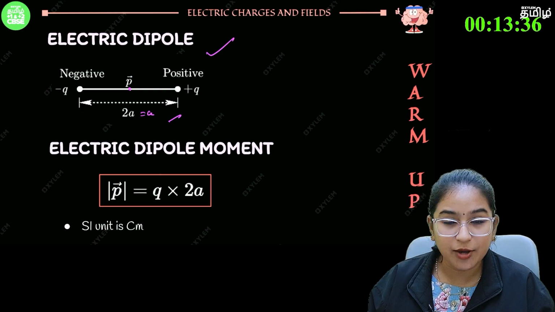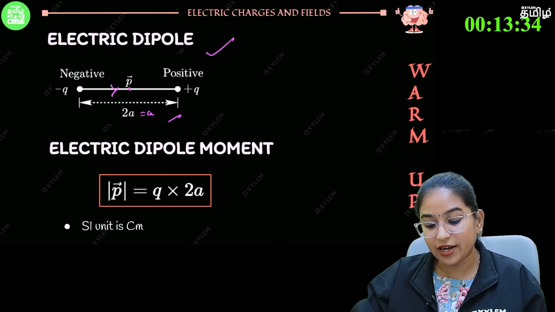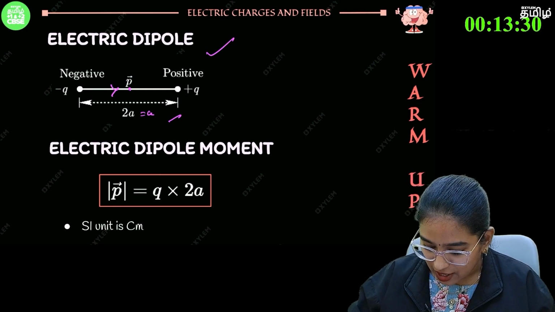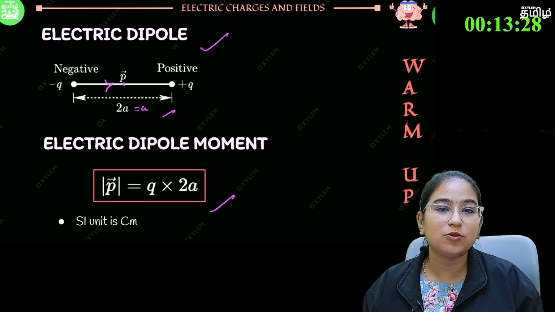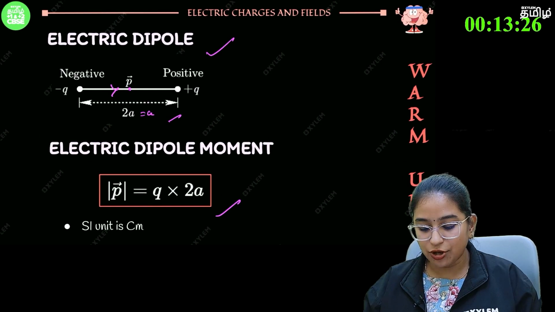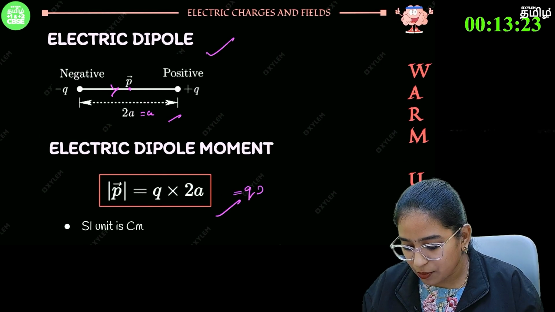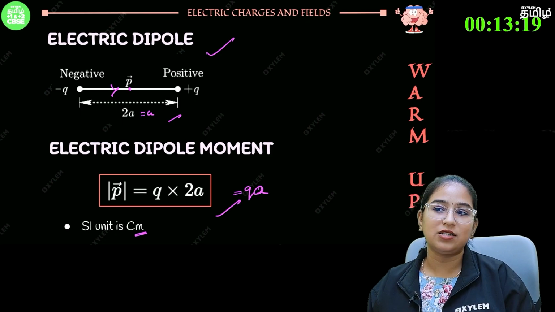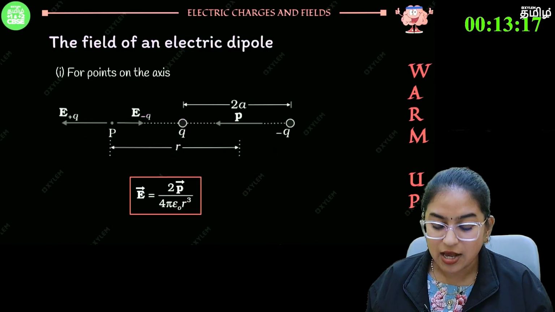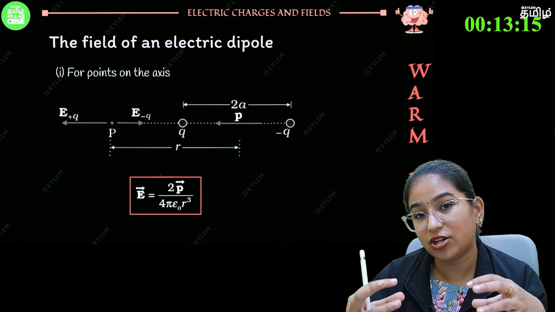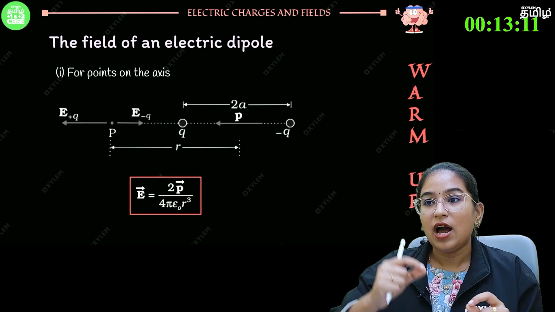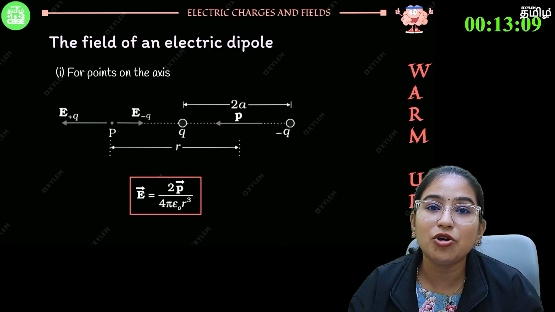Here the dipole moment is always from negative to positive, which is completely opposite to your electric field. The formula for dipole moment is P equals Q into 2a, or it can also be written as Q into a, and the unit is coulomb meters. While using this electric dipole, they will ask you a question: because of this dipole, at a particular point, what can be the electric field?